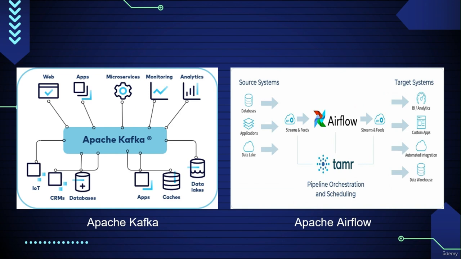Then we have Apache Kafka. Apache Kafka is a distributed streaming platform that enables real-time data ingestion, processing, and messaging. Data engineers use Kafka to build scalable and fault-tolerant data pipelines, ensuring reliable and efficient data streaming across applications.